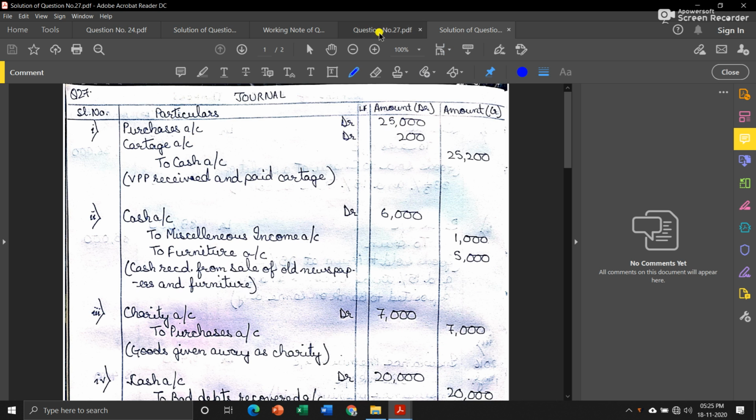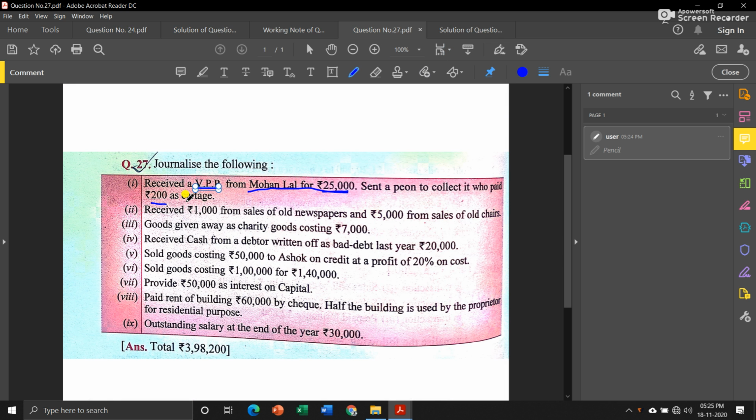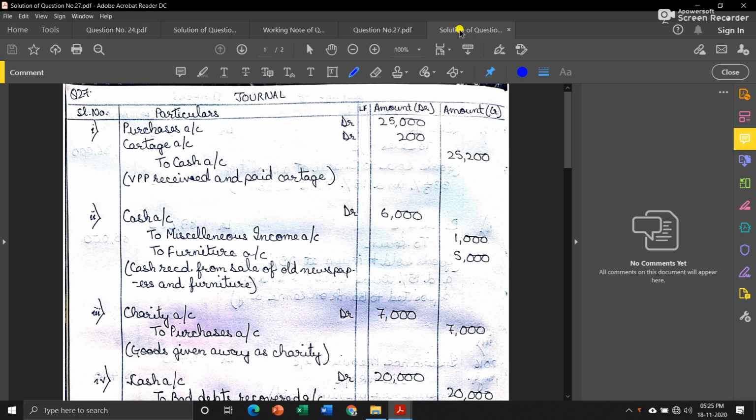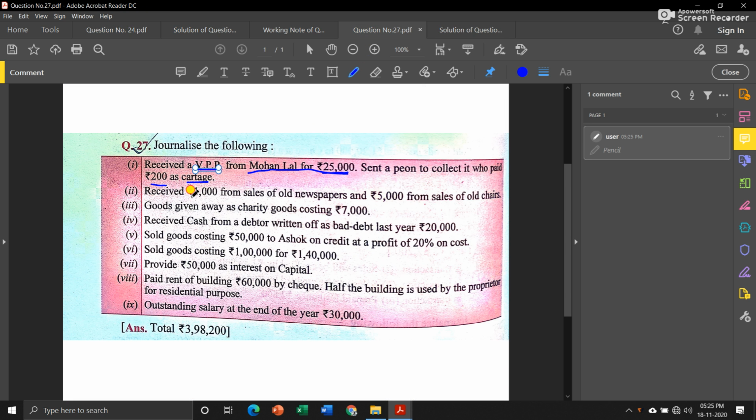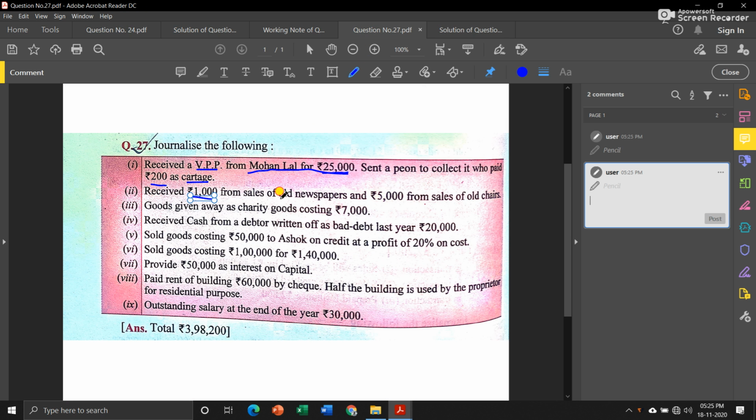Then the peon had paid 200 for cartage, so that is also an expense for us and it is a nominal account, so we will debit cartage account. To cash: since we paid all the amount in cash, we will credit only cash account. So altogether we got 25,200, and in the narration you can write VPP received and paid cartage. Then the next transaction says received 1,000 from sales of old newspapers.